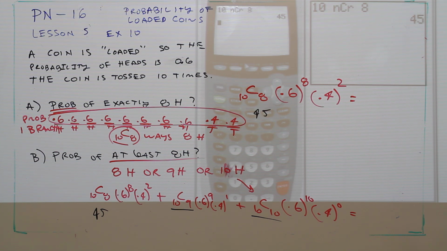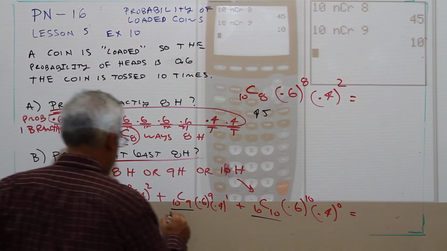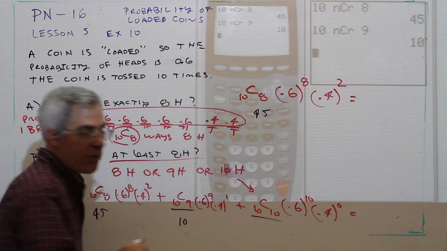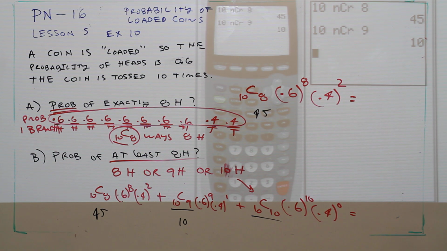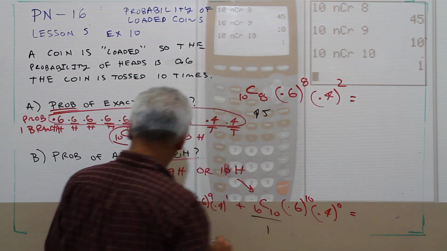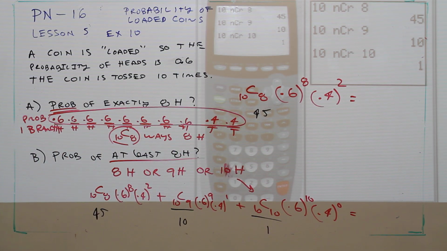I'm going to go second, enter, overwrite the 8 and make it be a 9. I knew the answer was 10, but I just want to show you that. I know that answer is 1, but I'll just show you anyhow. Second, enter, overwrite the 9 with a 10, and get 1. And then just punching out those numbers.